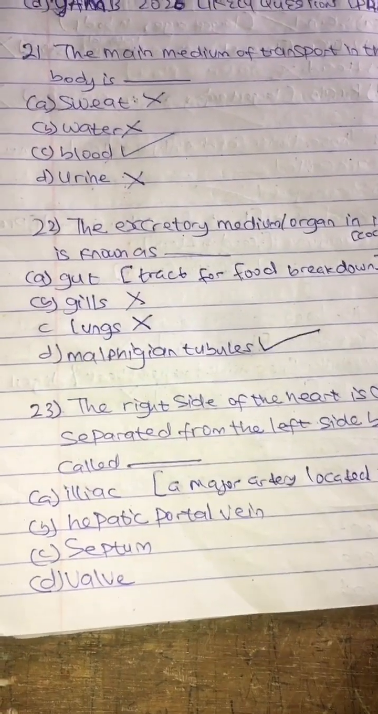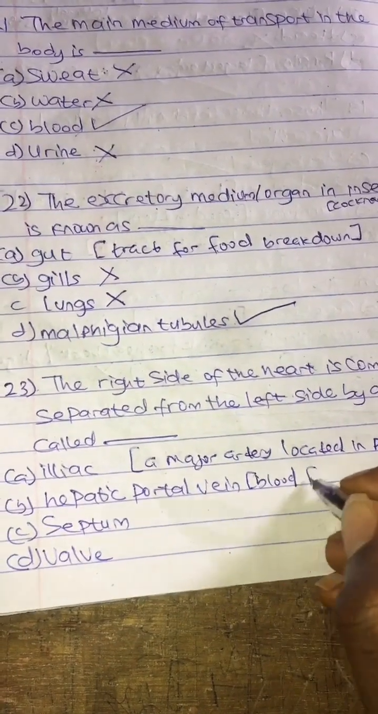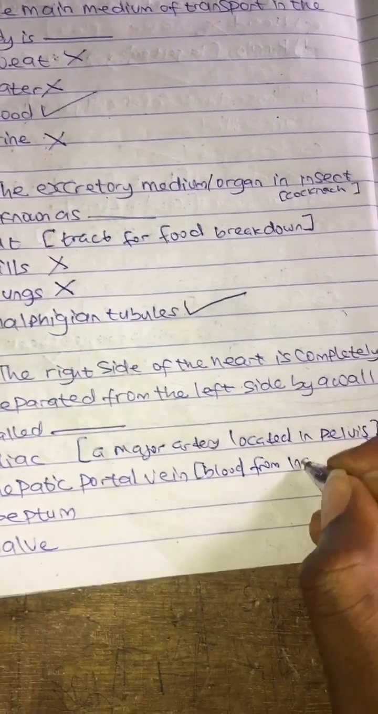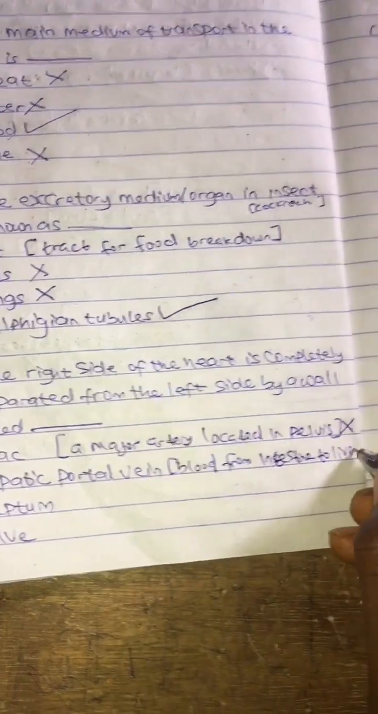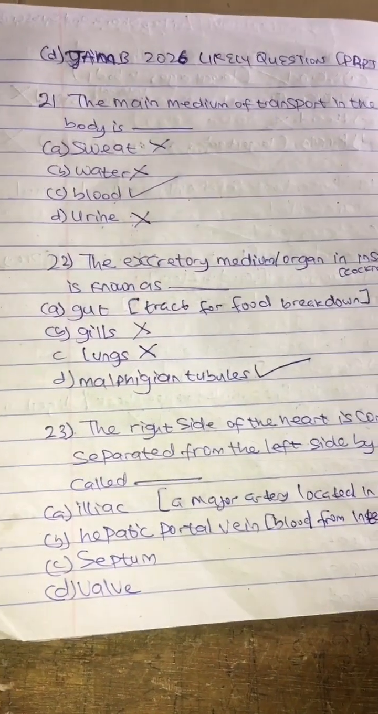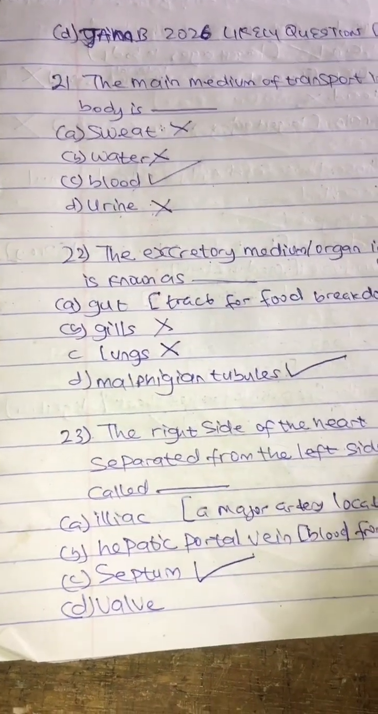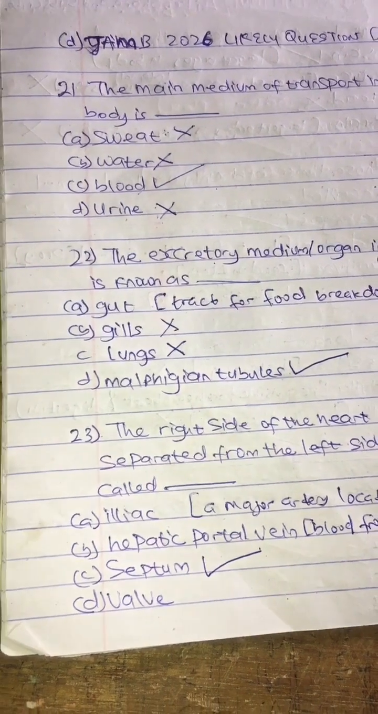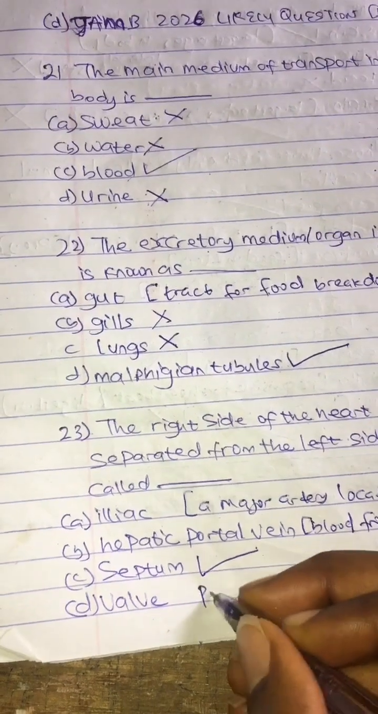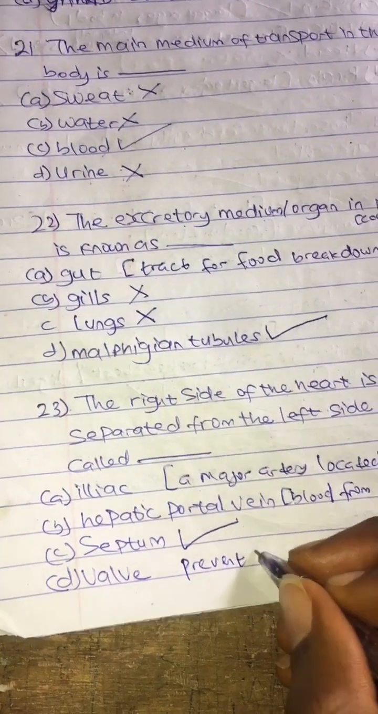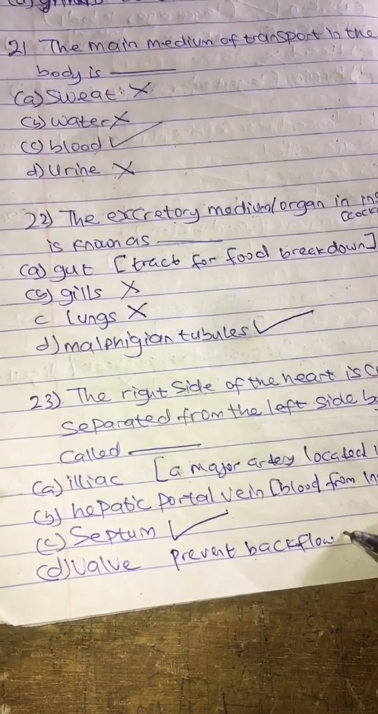B, which is the hepatic portal vein, it carries blood from intestine to liver. Please note it. Hepatic portal vein carries blood from intestine to liver. Why septum? Septum is the correct answer. Septum separates the right side of the heart from the left side. Septum is the word that separates both left and right of the heart. Why valve? The function of valve is that it prevents backflow of blood back into the heart.